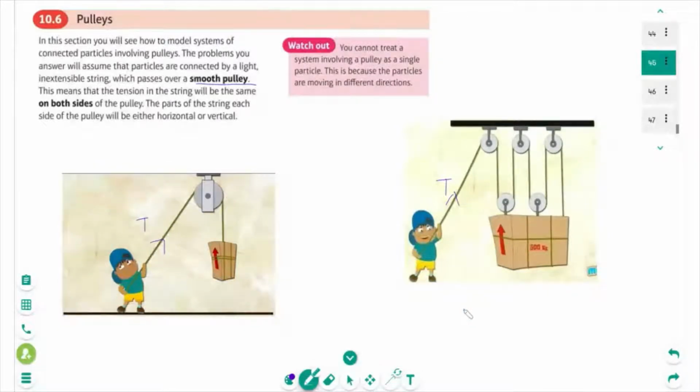Okay, so the pulley is applying a force to the person. So there's a tension here, but the person is pulling. The person is pulling against the pulley, so the person is applying a force to the pulley. So there is tension here as well. That's the kind of modeling you're going to be doing. Okay, going to go through the examples.